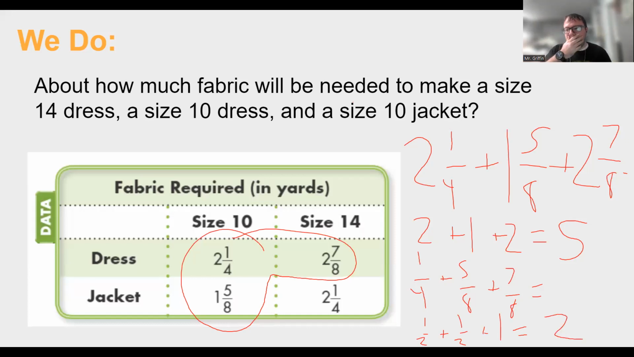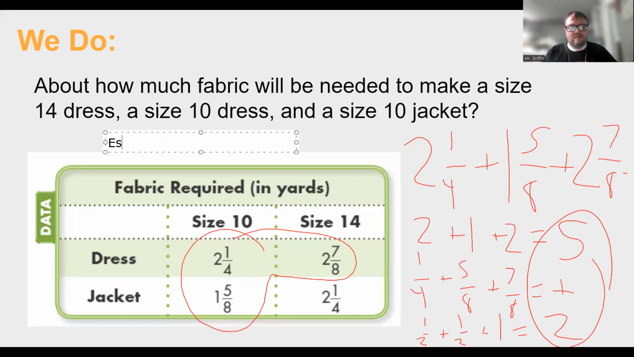So our estimate is now we have 5 and we have 2. And then that means our estimate is 7 yards. So she needs about 7 yards to be able to make those two items. I'm going to give everyone 30 seconds to make sure you've taken the time to copy everything down.